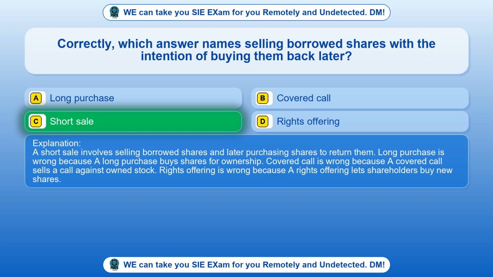Long purchase is wrong because a long purchase buys shares for ownership. Covered call is wrong because a covered call sells a call against owned stock. Rights offering is wrong because a rights offering lets shareholders buy new shares.